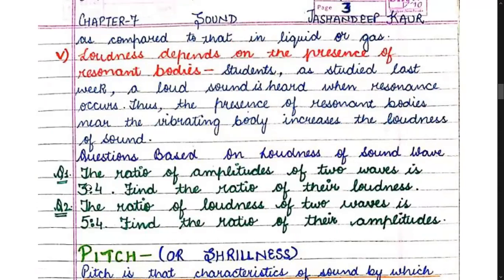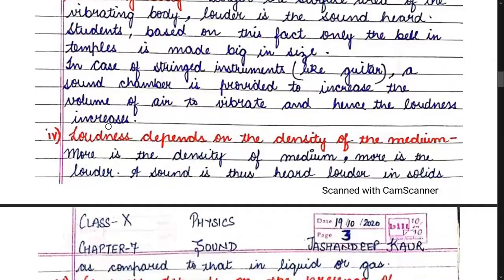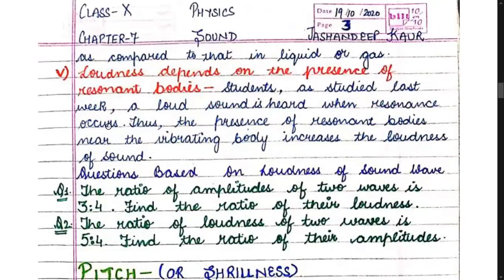Now coming to fifth point, students, this fifth point we have discussed in the last exercise where we studied about resonance. Remember what was resonance? Resonance was the matching of frequency of natural vibrations with external periodic vibrations such that a high amplitude wave is formed. Now today we have studied that loudness is proportional to square of amplitude. So what does it mean? It means that in resonance we will be able to hear a loud sound.